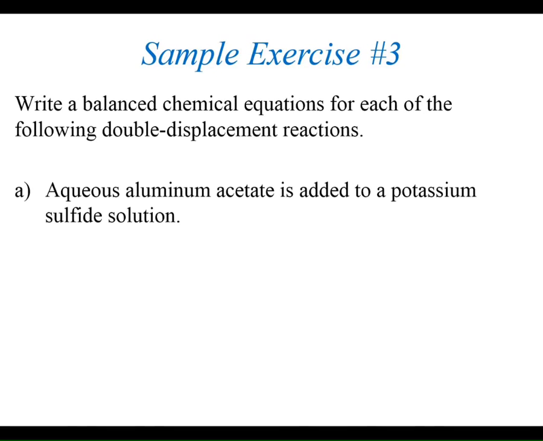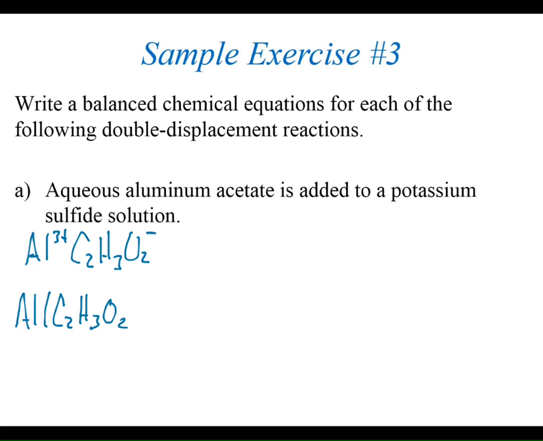And what's the charge? -1. Yeah, 1 negative. So aluminum is Al3 plus, right? Acetate is C2H3O2. So how do I make a compound out of that? Al(C2H3O2)3. Okay, good. And it says it was aqueous, so I'm going to put AQ.